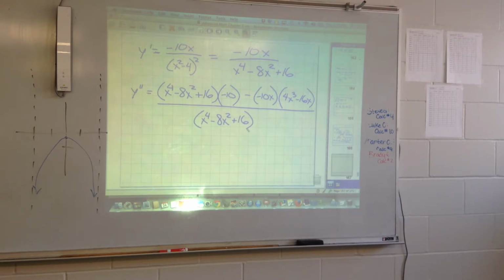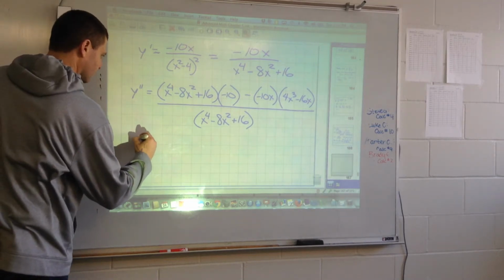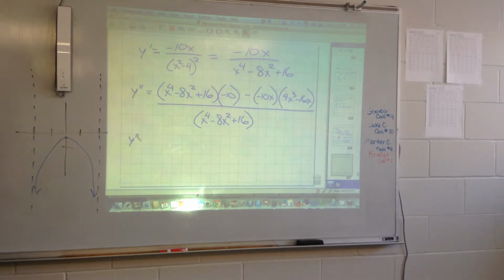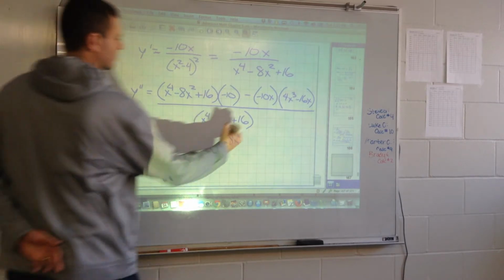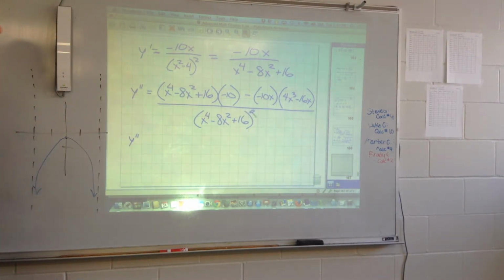So this is the part where you square the bottom, right? Yeah. I'd first probably take out the negative 10 from both.